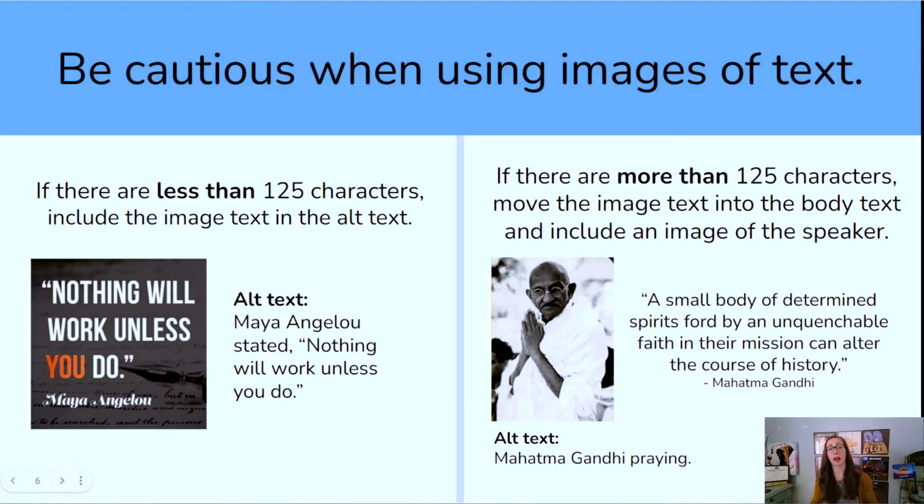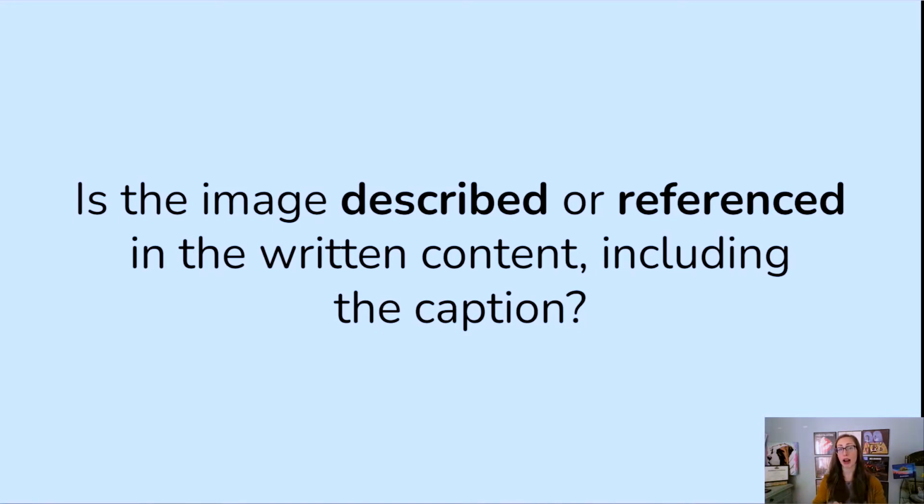And this same principle will apply for complex images like infographics, charts, or data tables. Make sure that the text or data is synthesized in the written content or summarized. And then use alt text to summarize the information. So what I mean by that is write a very short alt text to summarize what's going on in that graph or chart, and then have the actual data included in written form within the content. This is the most accessible approach as it ensures the context is not lost if the learner cannot view that image. Now on to our last question. Is the image described or referenced in the written content, including the caption?